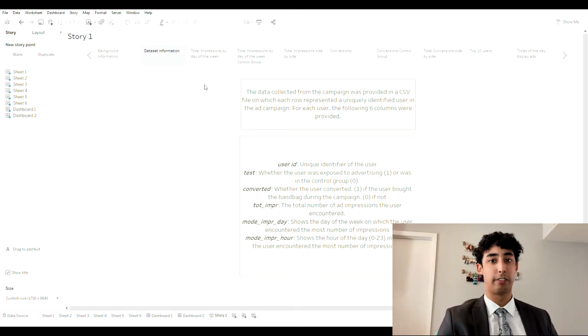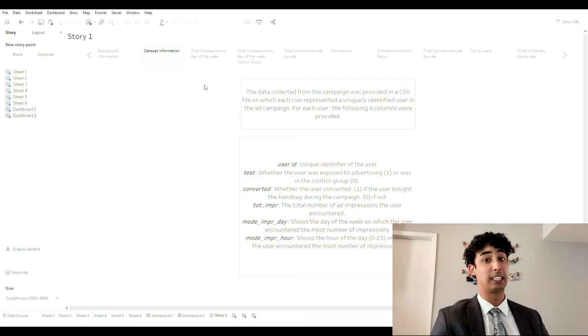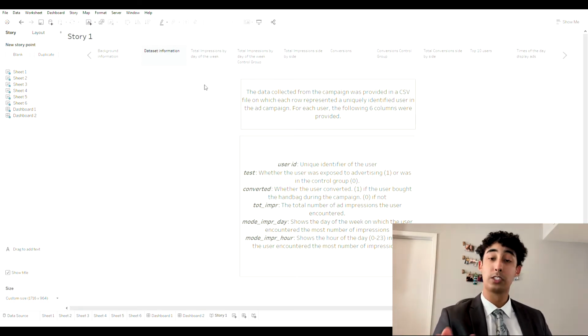The data collected from the campaign was provided in an Excel file. In this file, each row represented a uniquely identified user in the ad campaign. And for each user, the following 6 columns were provided: user ID, test, converted, total impressions, impressions per day, and impressions per hour. And we're going to be looking at them today.